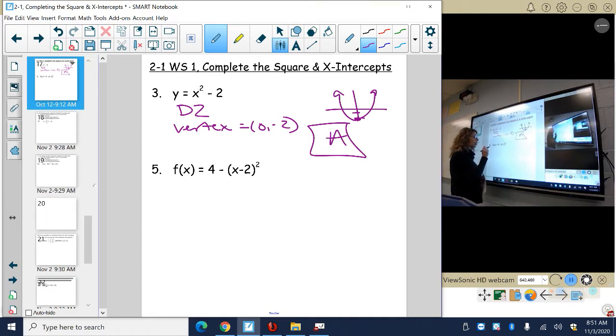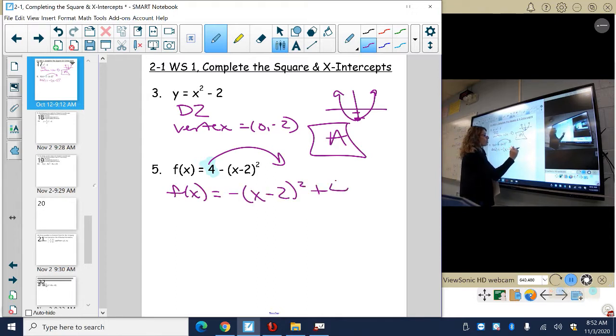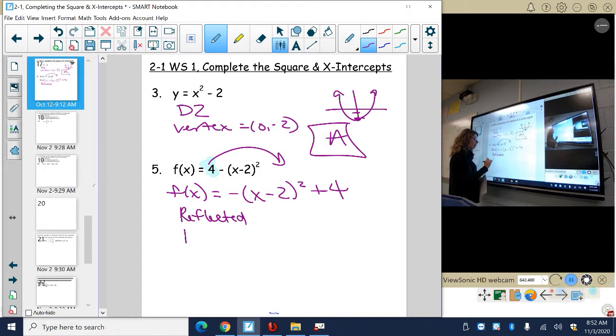Number 5. Number 5 is actually in vertex form, but what bothers us is this value right here. So go ahead and put that value at the end. So that's f of x is equal to negative (x minus 2) squared plus 4. We're just simply tacking that on at the end, okay? So this is already in vertex form, so this is reflected, and it's going to go to the right 2 units, sorry, and up 4. So that means my vertex is going to be (2, 4).